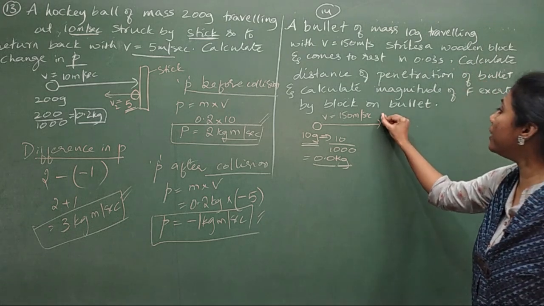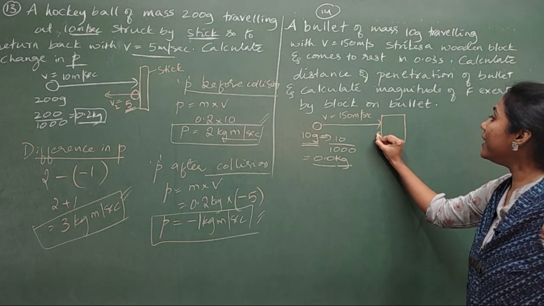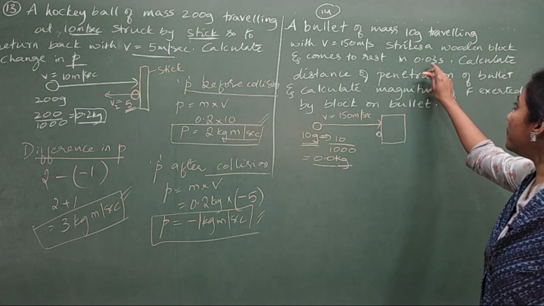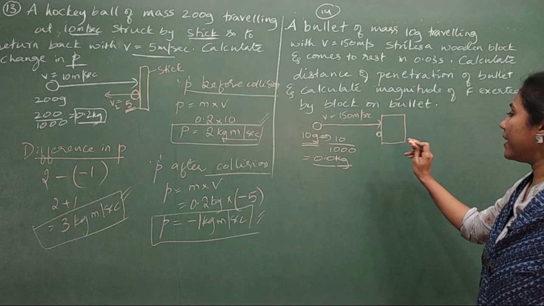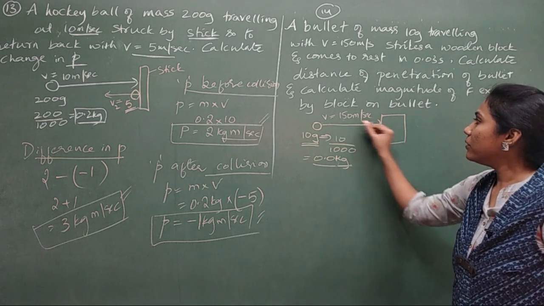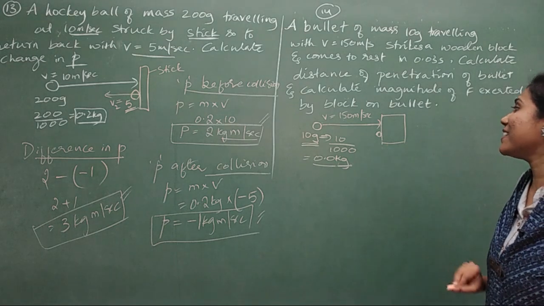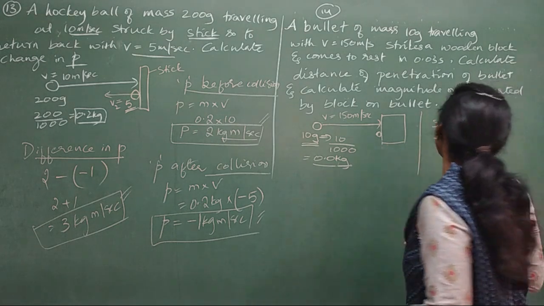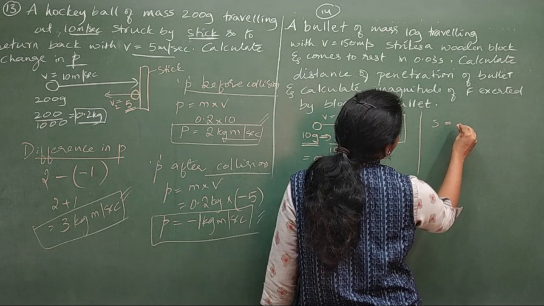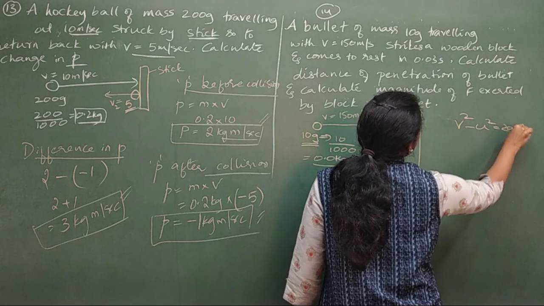It strikes a wooden block. So you have a wooden block. When it struck the wooden block, the same bullet comes to rest in 0.03 seconds. Calculate the distance of penetration of the bullet. So how much distance it has covered to penetrate into the block. That distance you have to find. Distance, in the sense s, you have to find. So what is the formula you have to calculate s here? You can use v square minus u square is equal to 2as, guys.